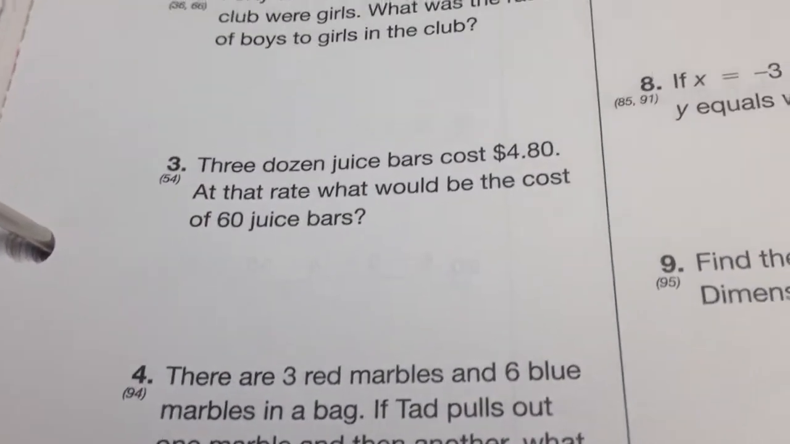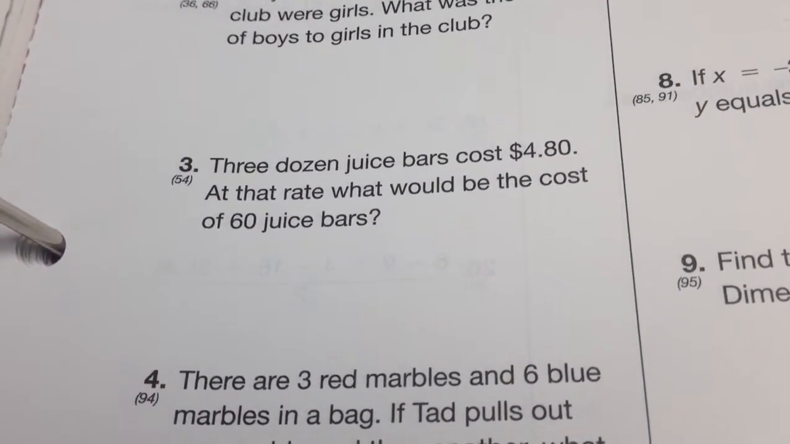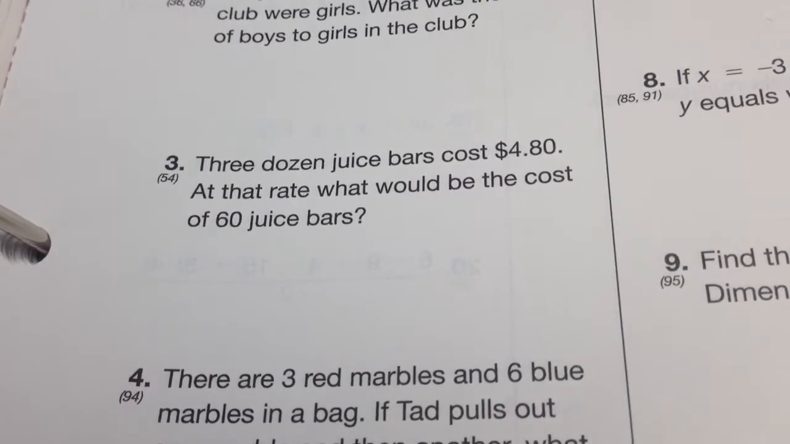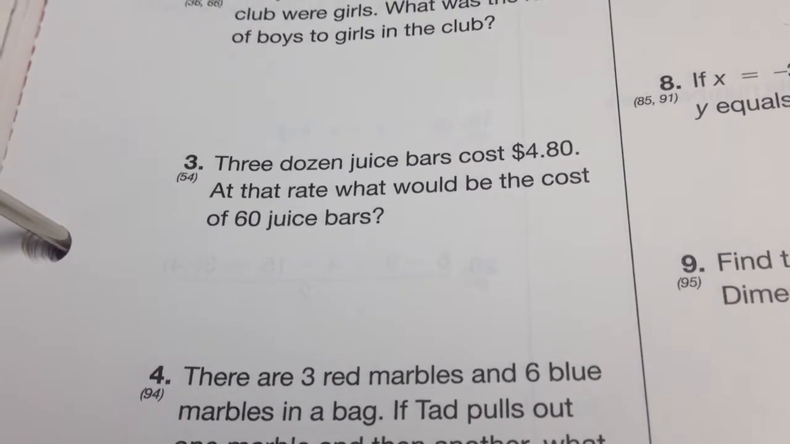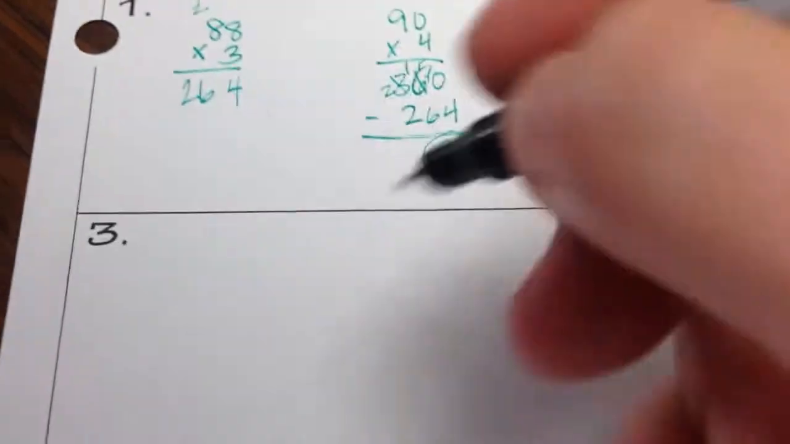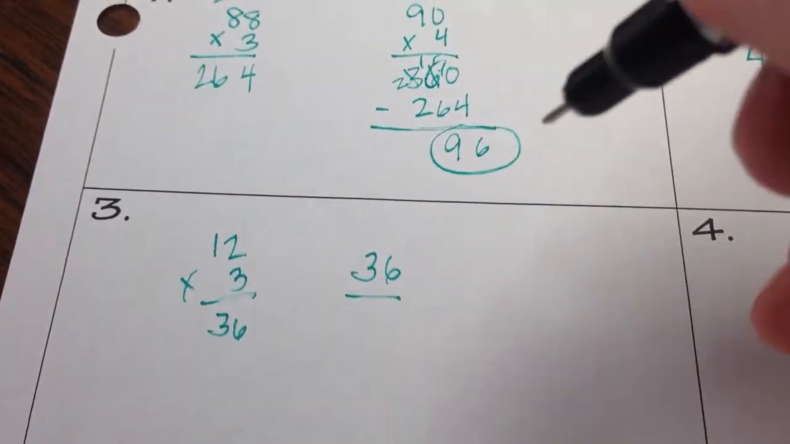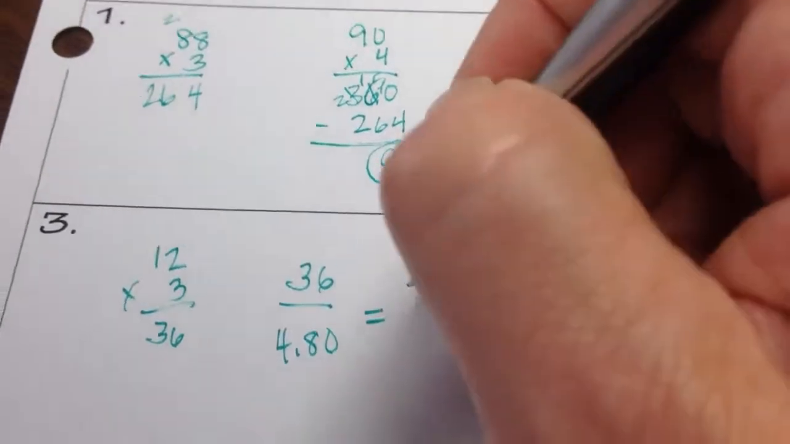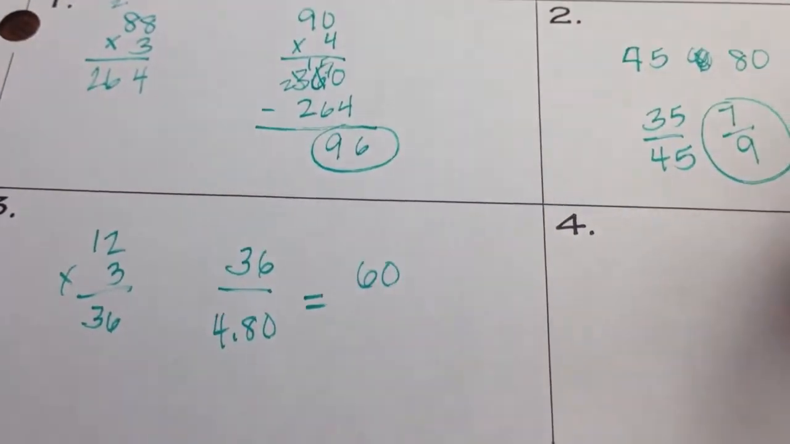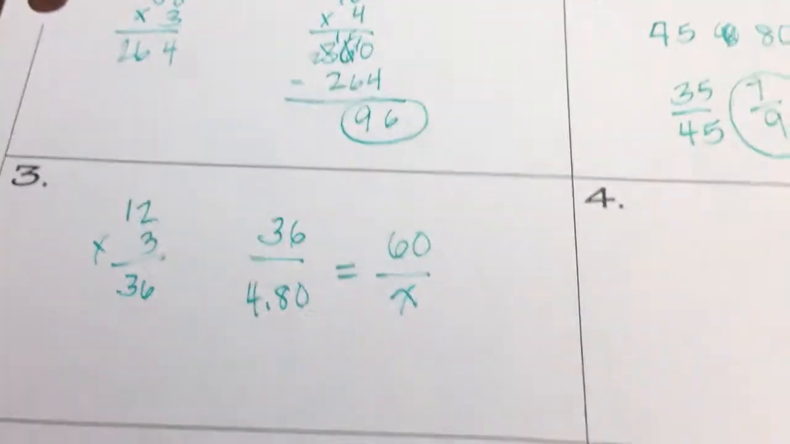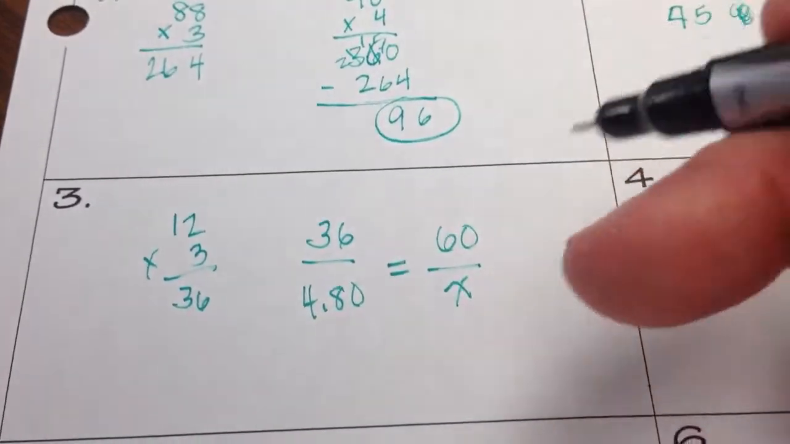Number 3, 3 dozen juice bars cost $4.80. At that rate, what would 60 juice bars cost? Well, all right. First of all, 3 dozen is how many? Well, you take 12 times 3. That's how you're going to find out, and you're going to find out that's 36. Now I can write my ratio box. 36 is to $4.80 as 60 juice bars is to what? Now I can cross multiply.